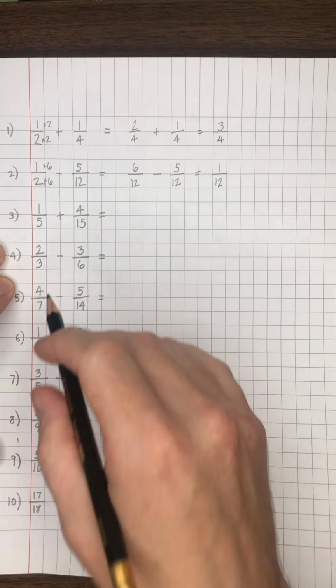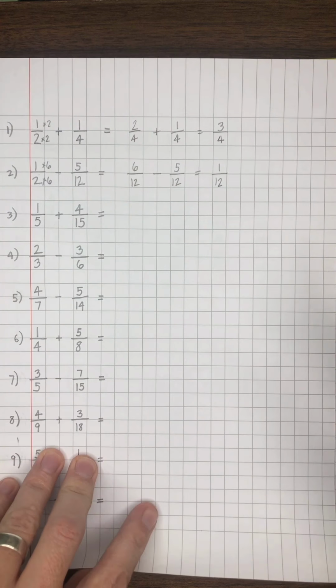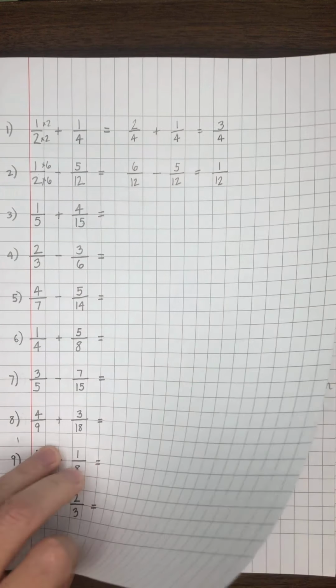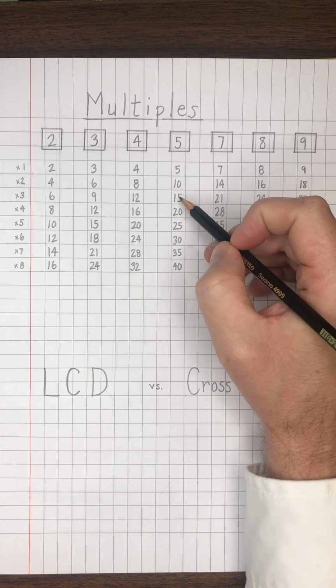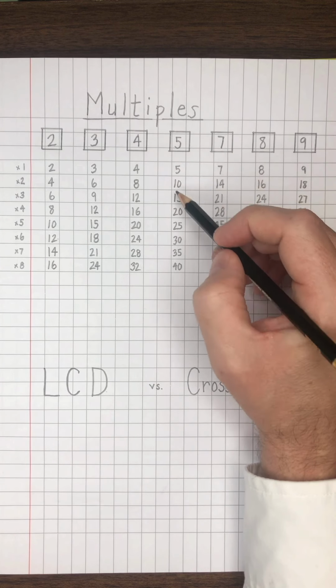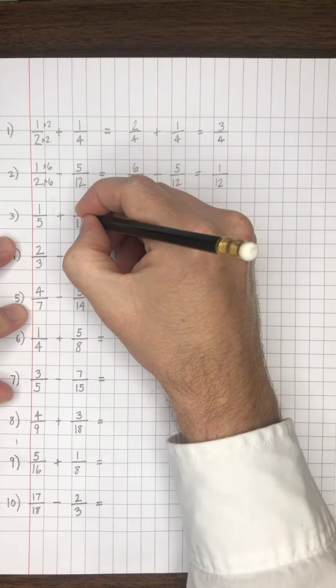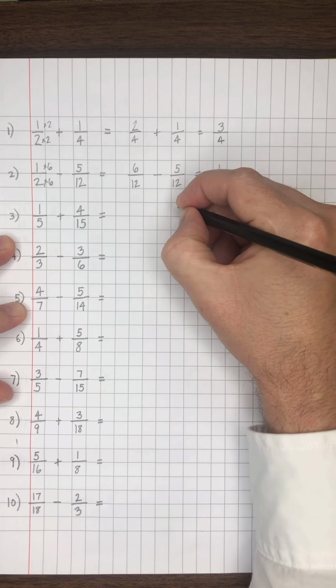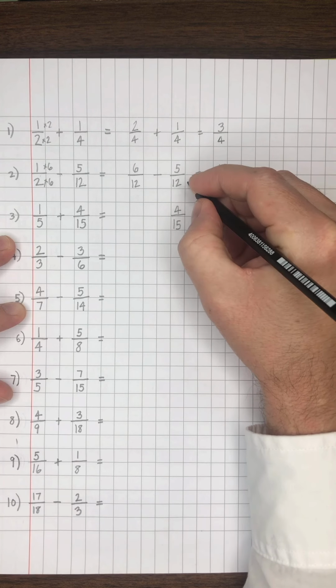Question 3, 1/5 plus 4/5. Let's look at our multiples of 5. 15 is a multiple of 5. And to get there, we have to multiply by 3. So this fraction can stay the same. That is the denominator we're looking for.